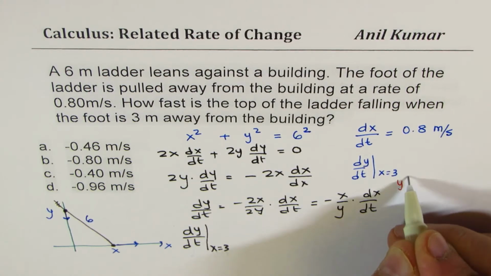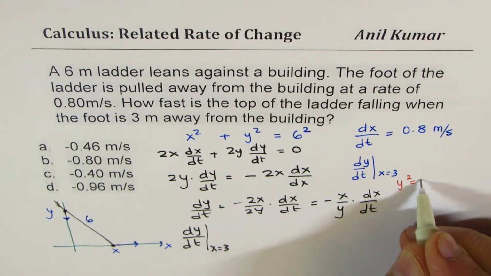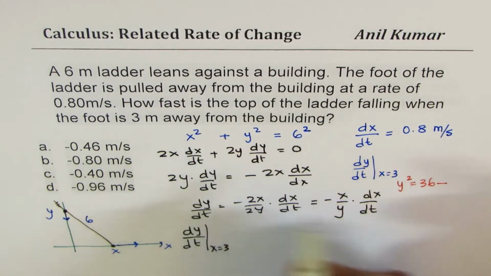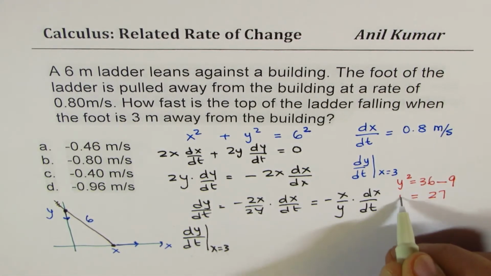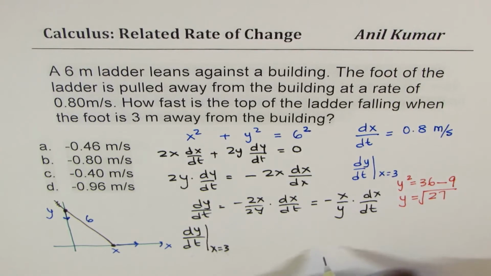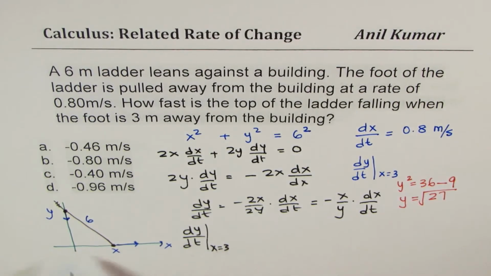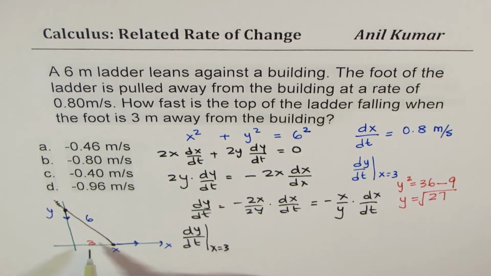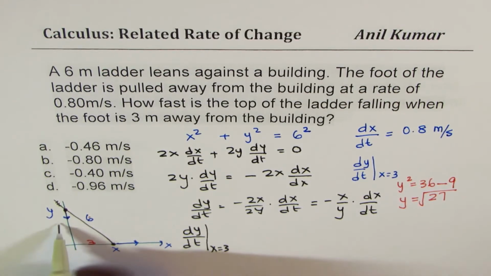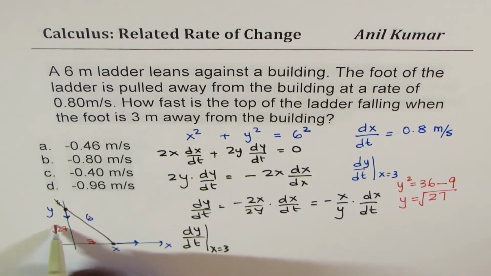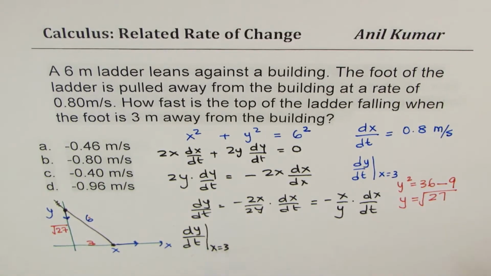So we get y squared equals 6 squared, which is 36, minus 3 squared, which is 9, right? So that is 27. So y equals the square root of 27, correct? So when x equals 3, in that case it is 6 squared minus 3 squared, so it is the square root of 27. So that is what y is.